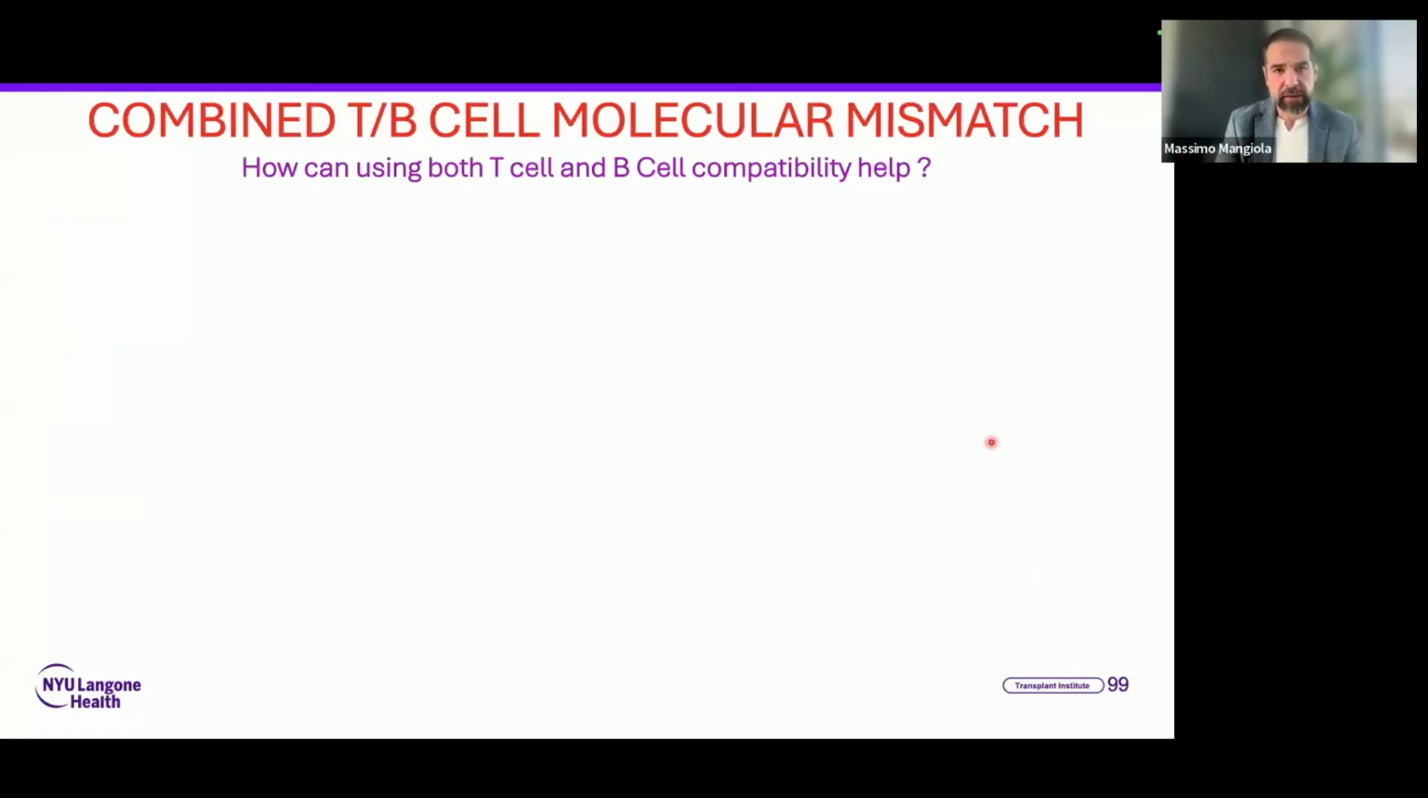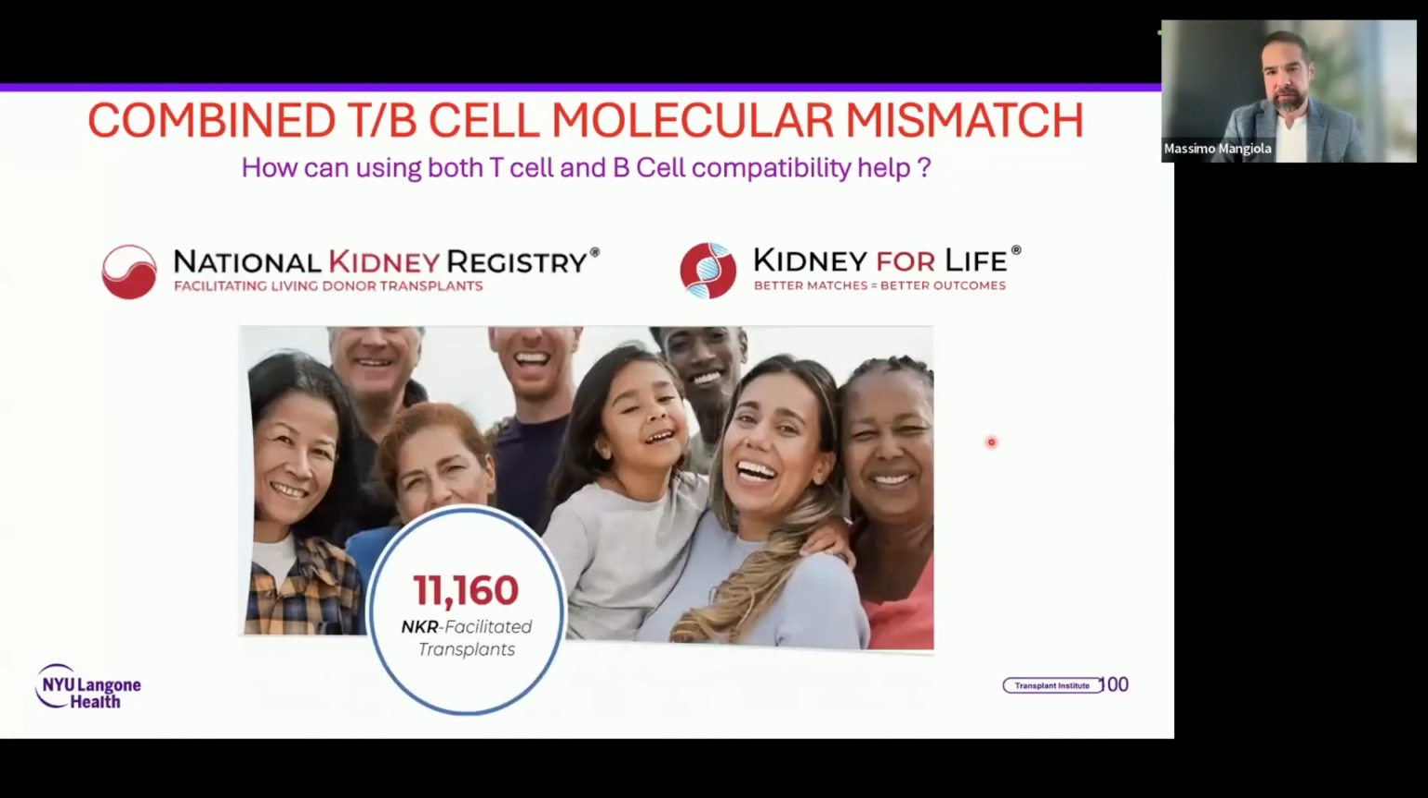What's the point of all of this? Okay, this is beautiful retrospective data, but if you can't apply it, it doesn't help, right? So let me give you an example of how we intend, and have done before, to apply this concept of T and B cells. I'm sure that many of you on this call participated in the National Kidney Registry and the Kidney for Life initiative, where transplants are engineered to be low risk based on molecular mismatch at the B cell side, so the eplet side.